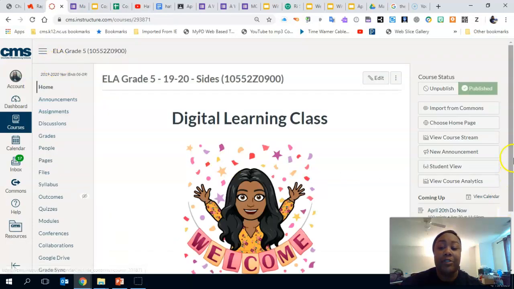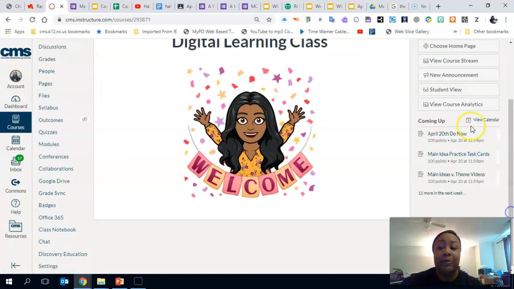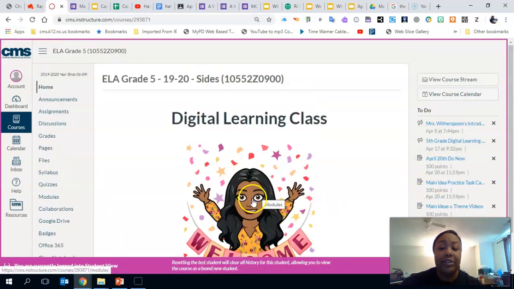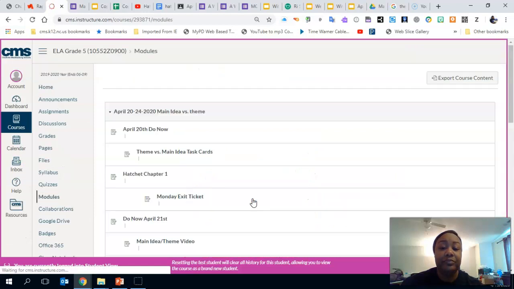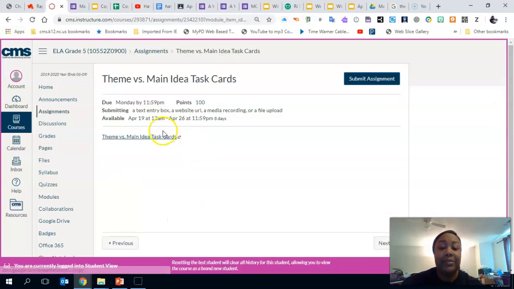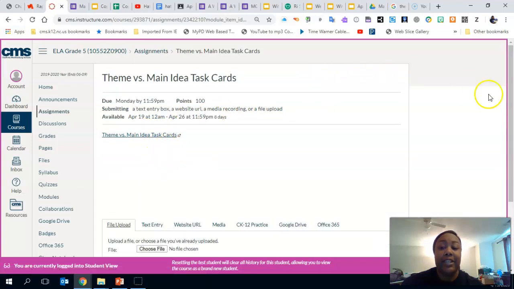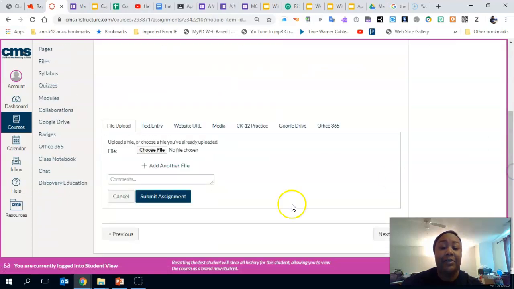I'm going to actually show you what you will see. I'm looking at this through your lens. So if you click here, and if I click on theme versus main idea task cards, after I've pulled it up, it's going to say submit assignment. Bam, I can submit here. And guess what I can do? I can choose it and upload it and submit it. It's going to come directly to me. I'm going to be able to give you a grade.